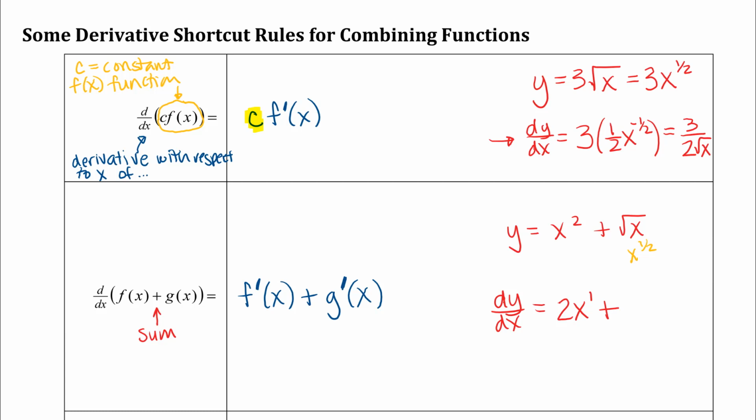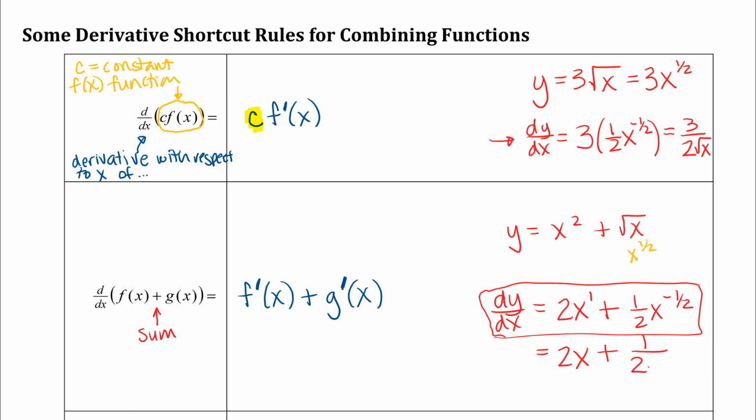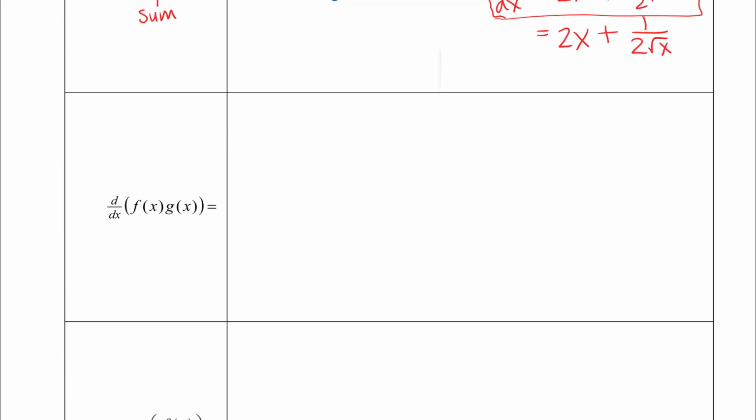So derivative of x to the 1/2 is 1/2 x to the negative 1/2. And if you don't care about simplifying your answer, you could leave your derivative answer like that. If you want to simplify it, you might rewrite that as just 2x. You don't necessarily have to write that 1 exponent. And then that second term you could rewrite as 1 over 2 square root of x if you want to rewrite that. Okay, so sum rule, I'm just going to take that derivative by taking the derivative of each term. That's pretty straightforward.